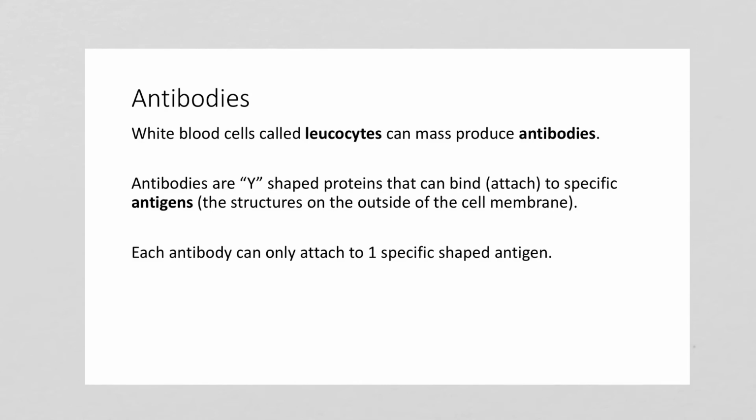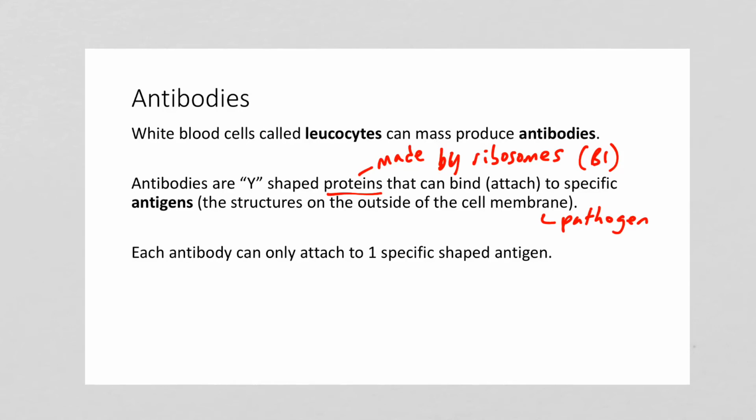There's another type of white blood cell called leukocyte, and the job of a leukocyte is to mass produce antibodies. Antibodies are proteins that are being made. So if we think back to Unit B1, we could say that leukocytes are going to have a lot of ribosomes. And the antibodies can bind or attach to specific antigens, the structures on the outside of the cell membrane of the pathogen.